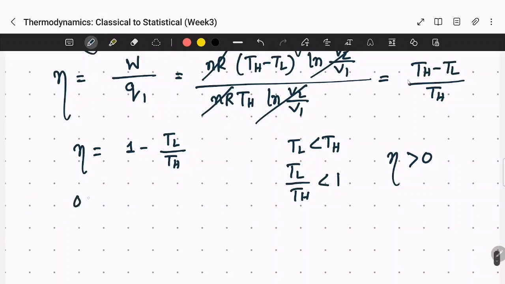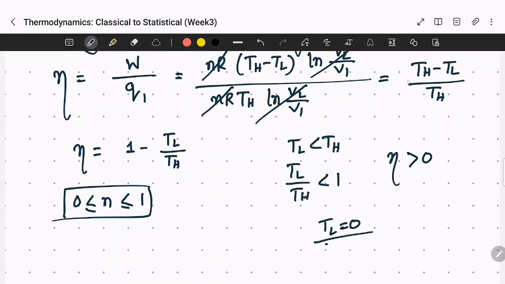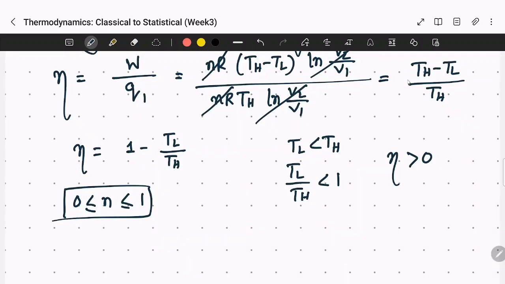So it is bounded, and it is also less than 1. If it is 1, then obviously this ratio T_L by T_H would have to be 0, that is, T_L is 0. But T_L being 0 means minus 273 Kelvin, so it can't be 1. This is the bound of efficiency.